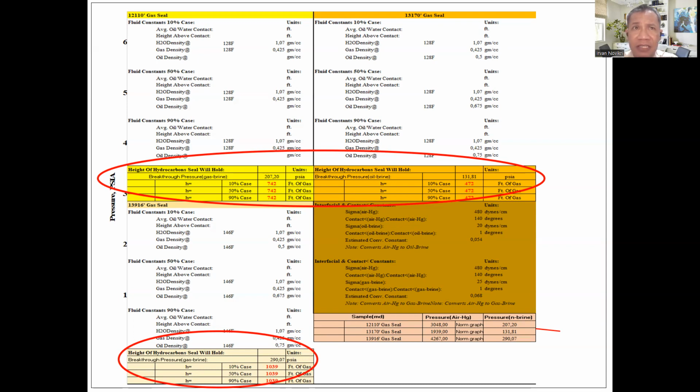The specific values for these parameters, as we can see from the slide: for the sample 12,000-something, the gas seal is around 742 feet of gas. The second sample is around 472 feet gas seal. The third sample is much higher, 1,039 feet of gas.